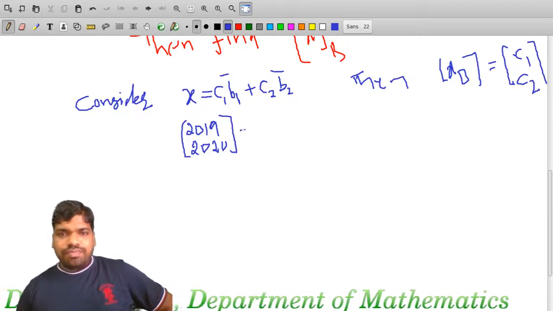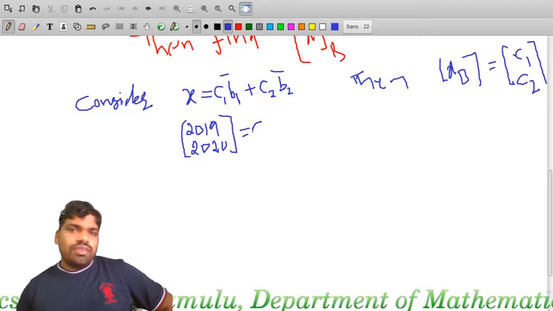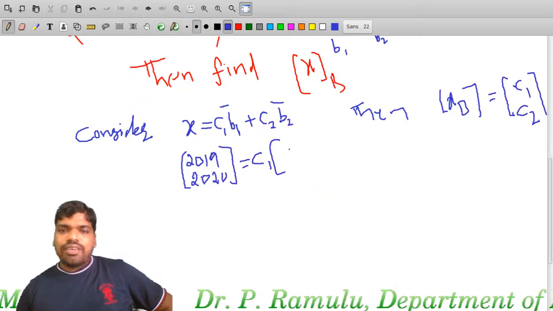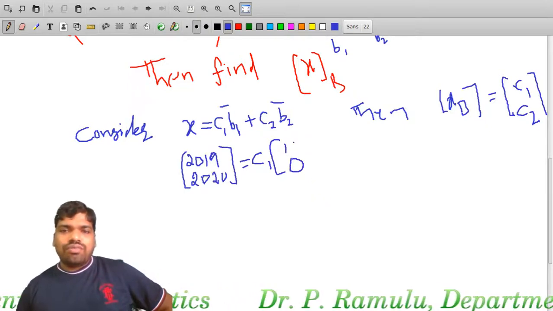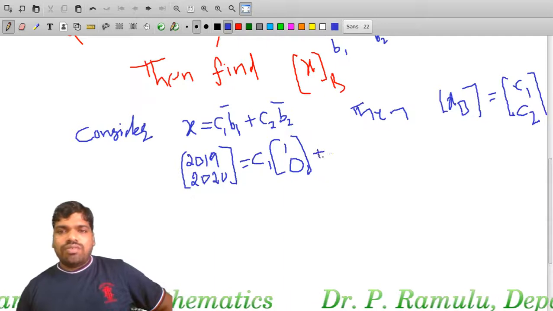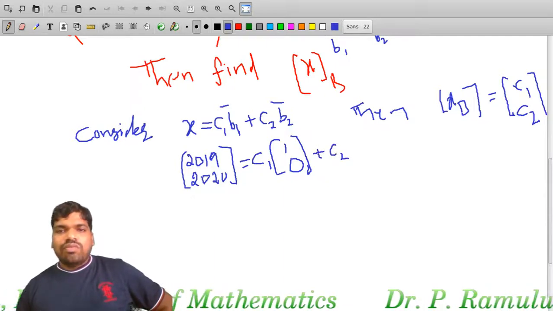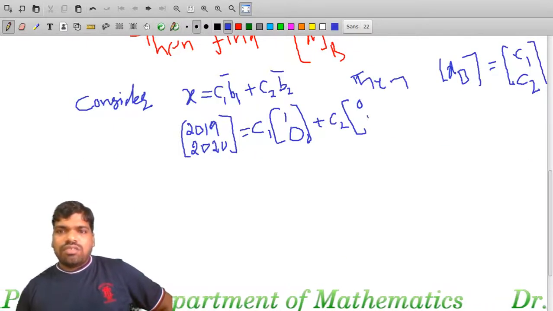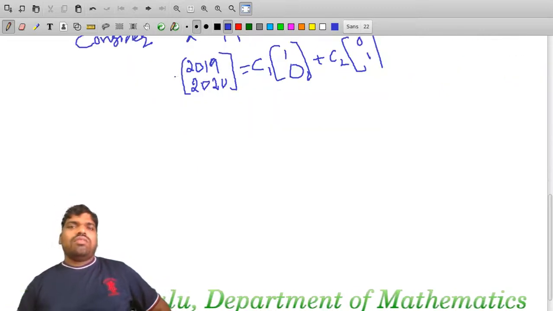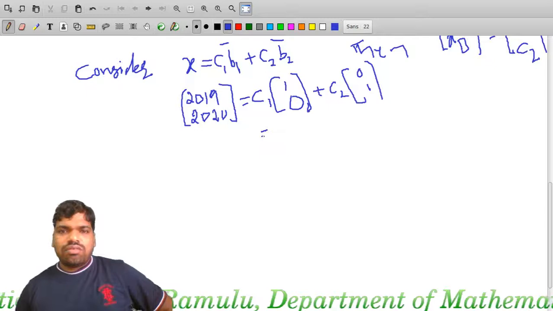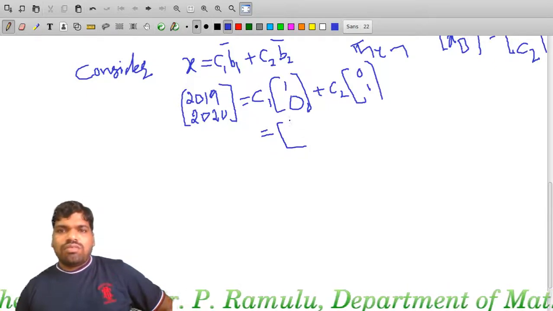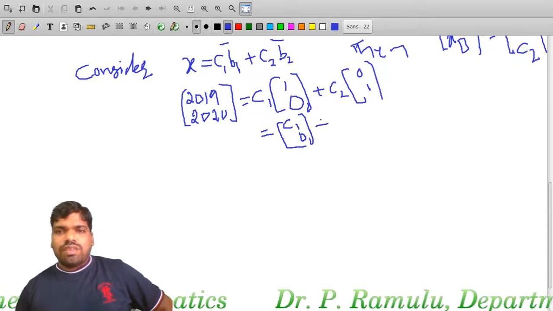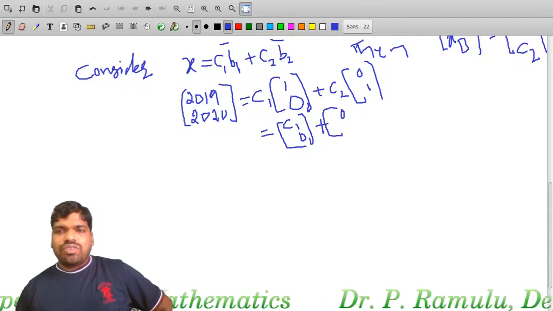2019, 2020 equals C1 times B1 bar, nothing but B1 bar, which is (1, 0), plus C2 times B2 bar, nothing but (0, 1). Right? That equals C1 times (1, 0) plus C2 times (0, C2).